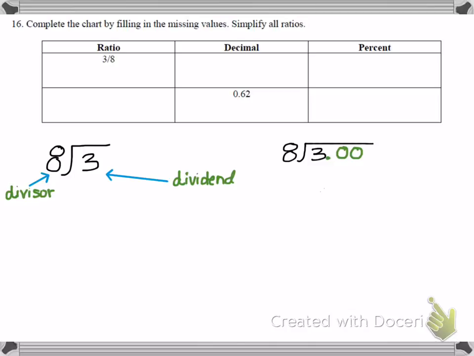I notice that 8 does not go into 3. So I begin with a 0 in the whole number spot, or in the 1 spot. Then I bring up my decimal point.